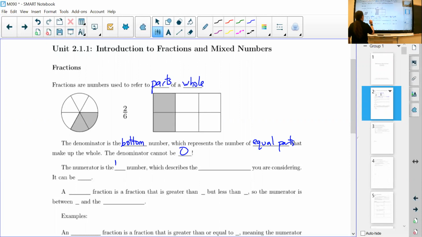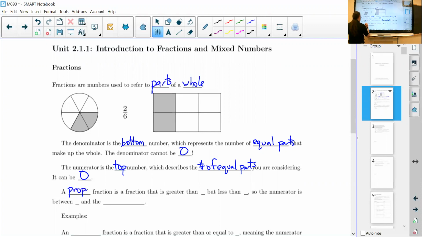The numerator is the top number, and that is the number of equal parts you are considering. This can be 0. You could say, I have 6 pieces and I don't want any of them. That's okay. We have a couple types of fractions.